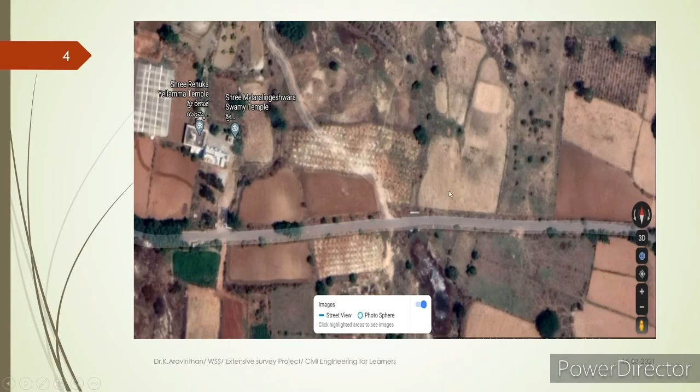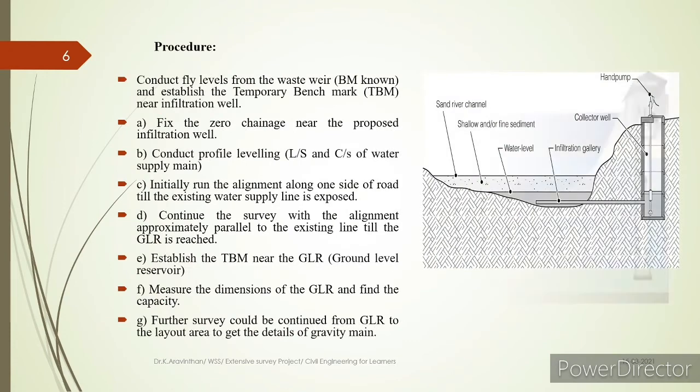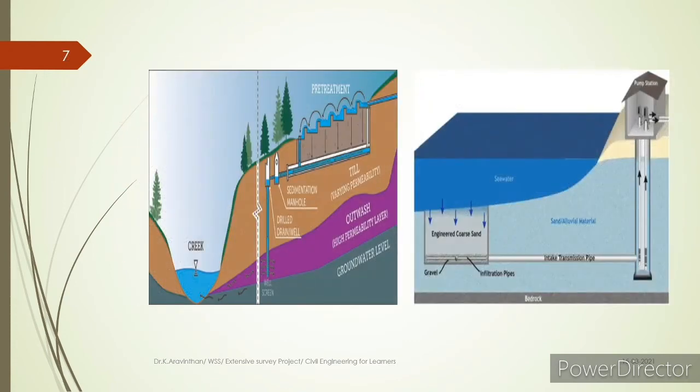So after getting the water supply, that is the water tank, you should run towards the road along the layout in order to get the profile of this layout. So longitudinal and cross sectional profile has to be identified.